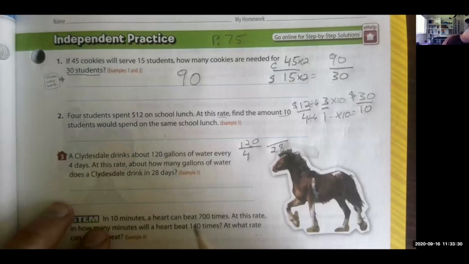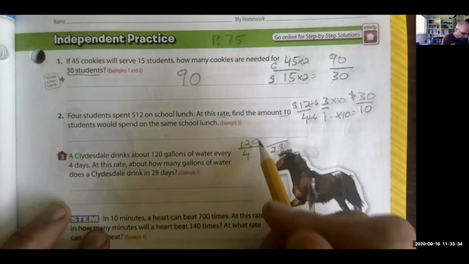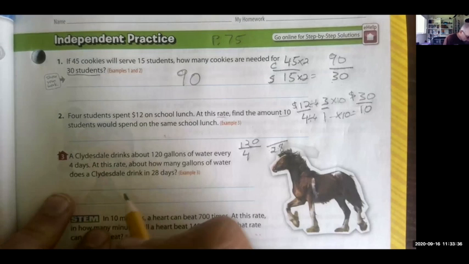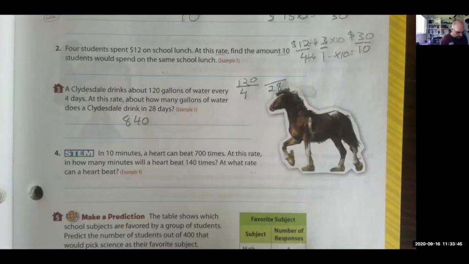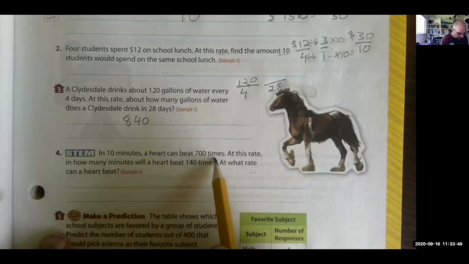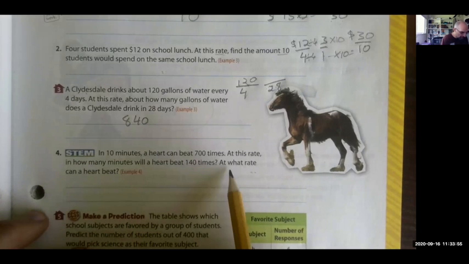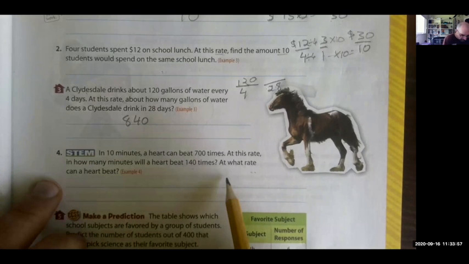Excellent. So you should have figured out that 4 times 7 is 28. 120 times 7 is 840 gallons. In 10 minutes, a heart can beat 700 times. At this rate, how many minutes will a heart beat 140 times, and at what rate will that heart beat?